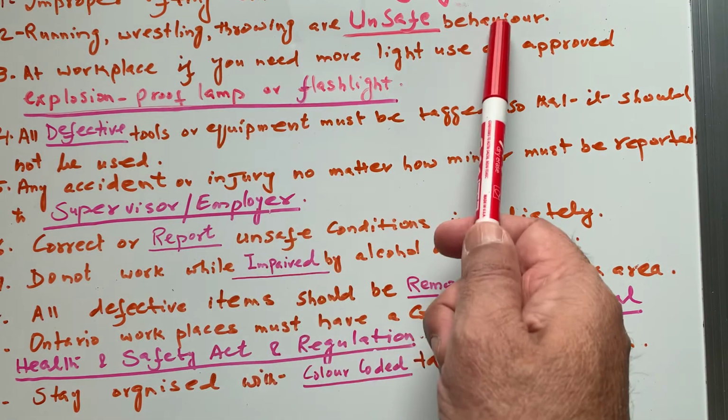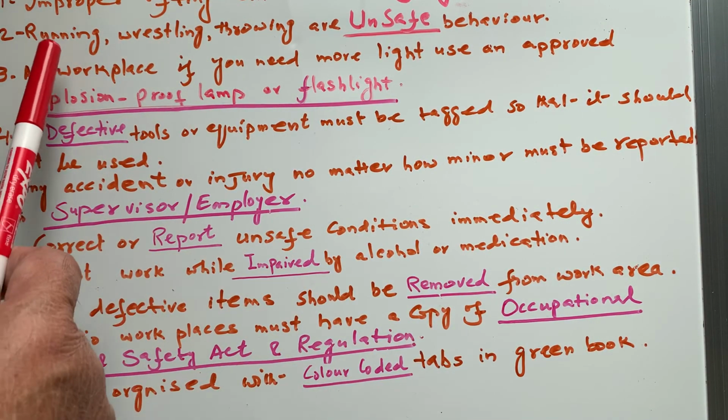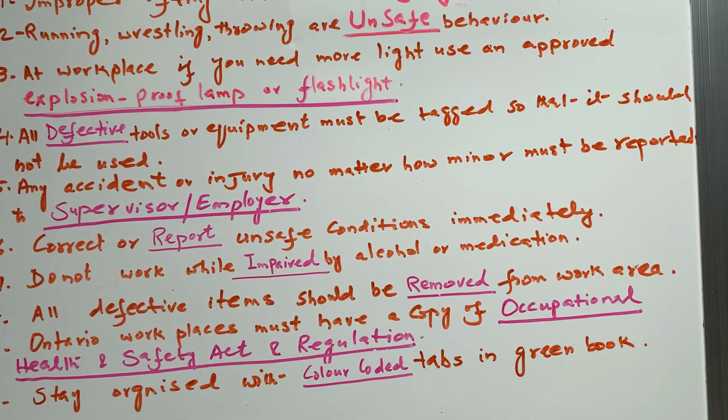So never run, right? What I said in the beginning, running, wrestling, throwing things or objects is unsafe behavior. So we have to follow all the points given in the Occupational Health and Safety Act and Regulation, OSHA's regulation, right? And that is the green book. In short, we say the green book, right? So this is what OSHA or this book is covering.